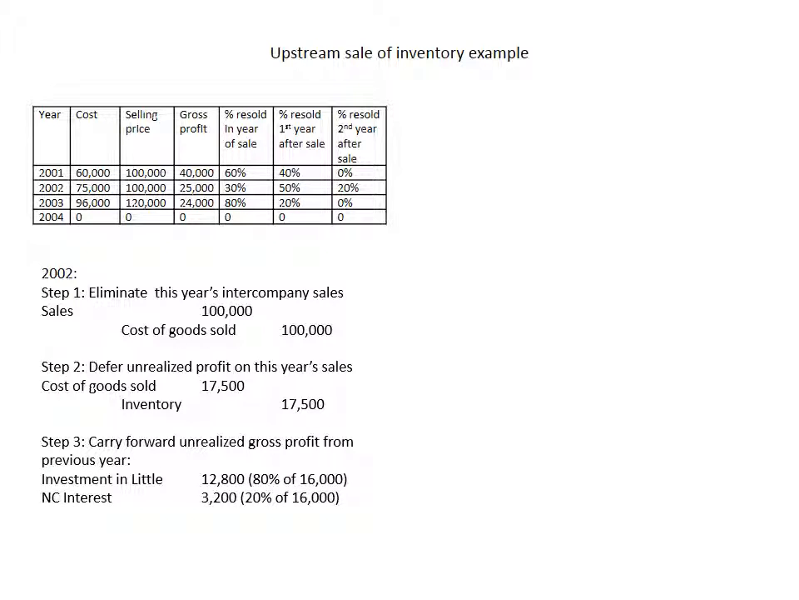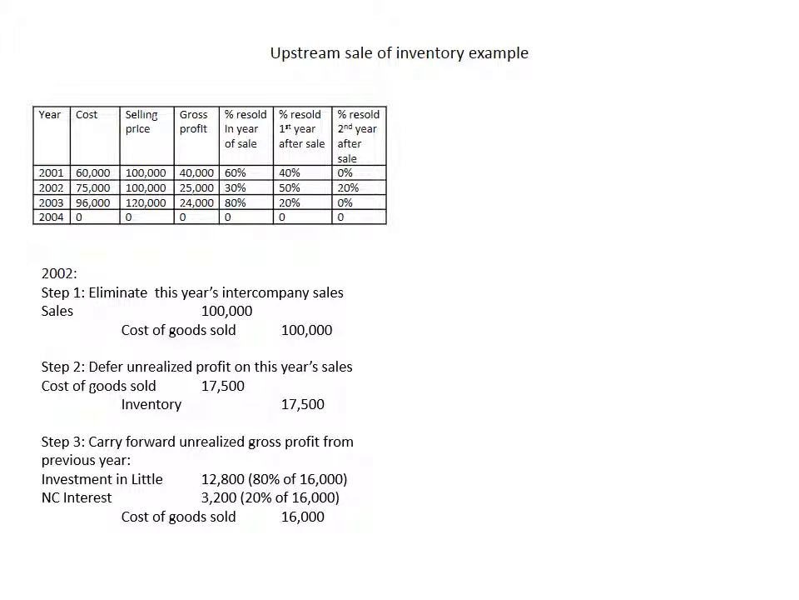When we carry it forward, since this was an upstream transaction, it's going to be split between the parent and the non-controlling shareholders. And since the parent uses the full equity method, we're going to adjust the investment account for their share of that $16,000. But again, we're taking that $16,000 unrealized gain, carrying it forward from the previous year, and splitting it 80-20 between the parent and the non-controlling interest.